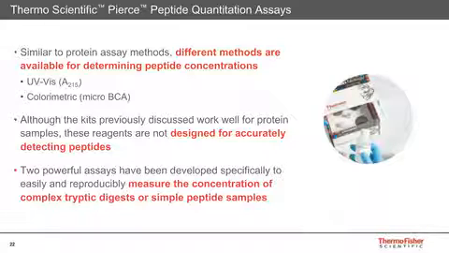Now let us switch gears and move towards some specialty assays called peptide assays. For peptide assays, just like protein assays, we have two modes of concentration determination. Like measuring absorbance at 280 for proteins that I talked about before, we can measure absorbance at 215 nanometers to determine peptide concentration. A colorimetric method is also possible to determine peptide concentration, and that involves using the micro BCA protein assay.